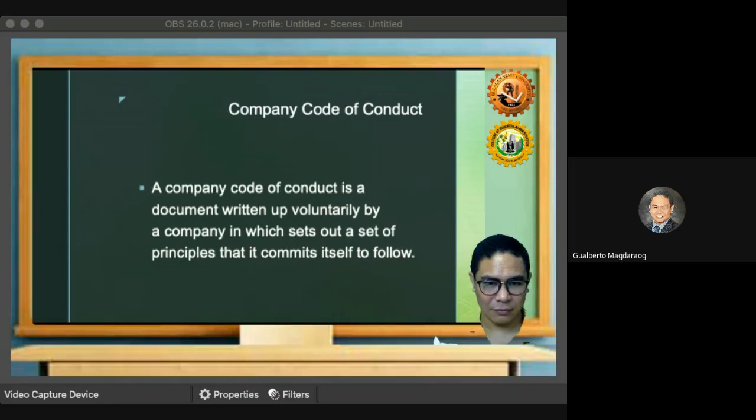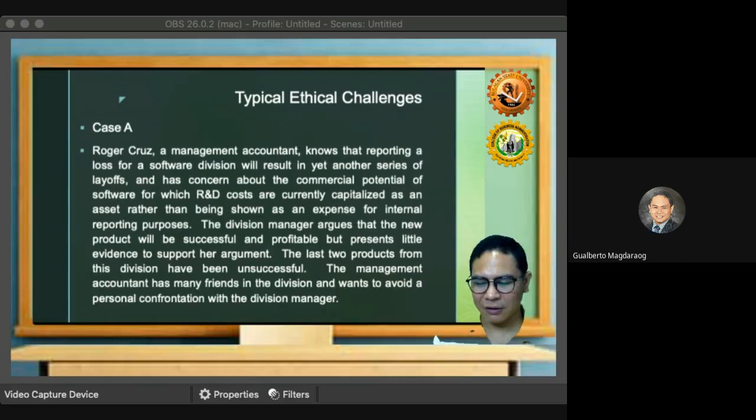Okay, you have two cases on your book. Pag-usapan natin itong cases na to.